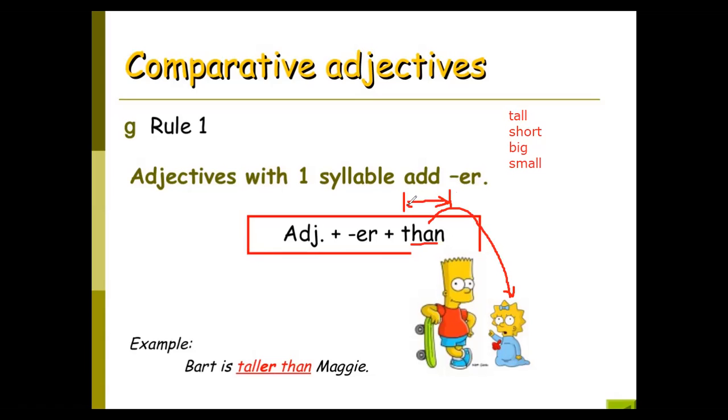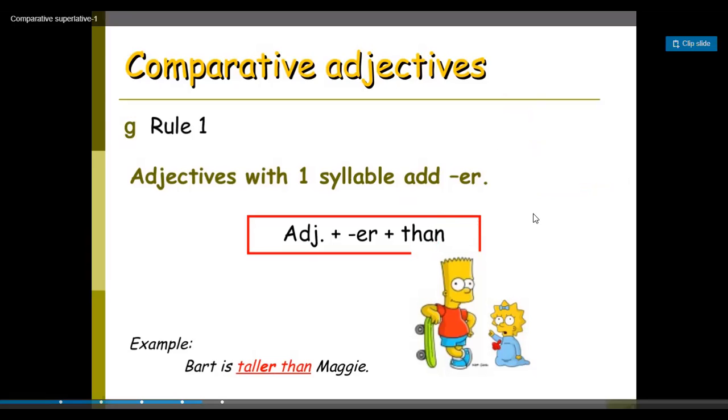One is Bart and one is his sister. If I say Bart is taller Maggie, then the sentence wouldn't fit. But if I say Bart is taller than Maggie, then I will understand and this would be a correct sentence. So if I have a one syllable adjective, I have to add er and than. It will become taller than, shorter than, bigger than, smaller than, older than, younger than. All of these words are the first rule, one syllable adjectives.